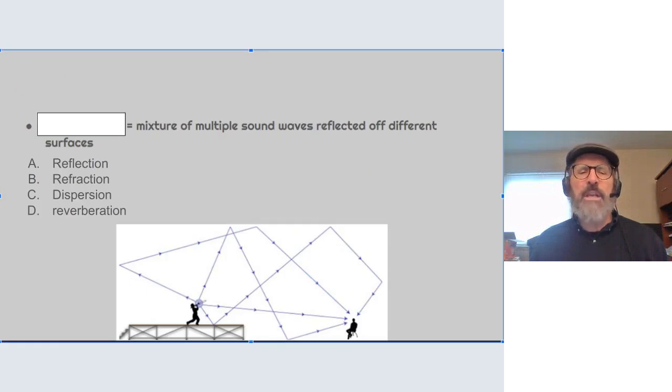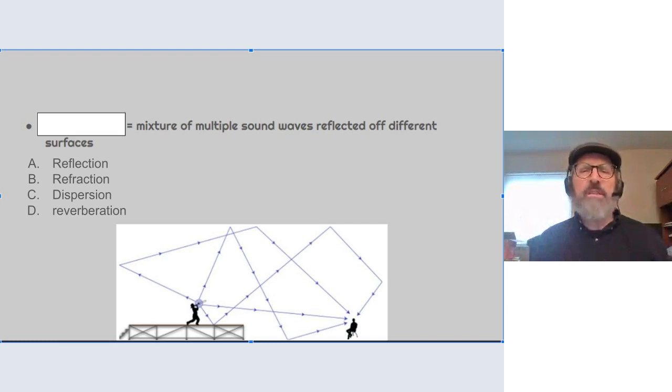All right, how about this one? This one we didn't talk too much about. A mixture of sounds, multiple sounds reflected off different surfaces. Now this is pretty interesting because I know that the church I used to go to had really terrible acoustics. Sound was bouncing off the walls and echoing so much that they had to get a sound engineer in there, and they remanufactured the materials that they use so that the sounds would work really well.